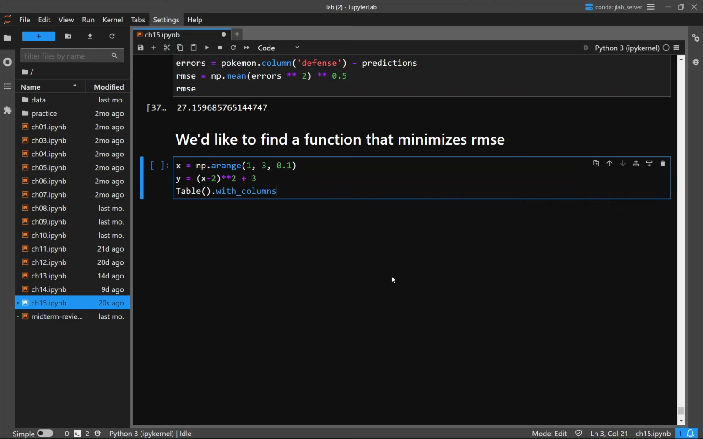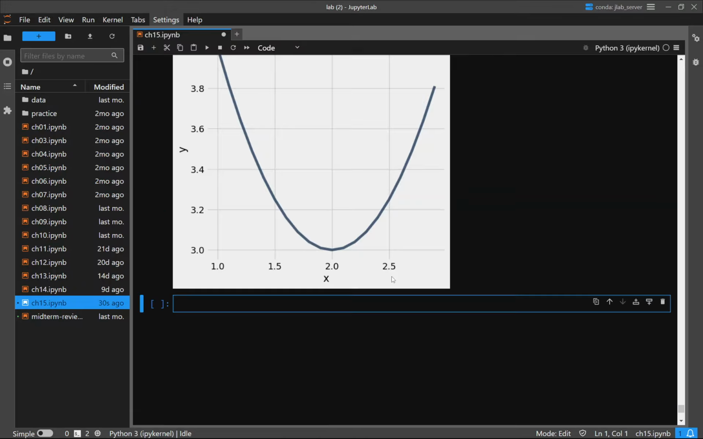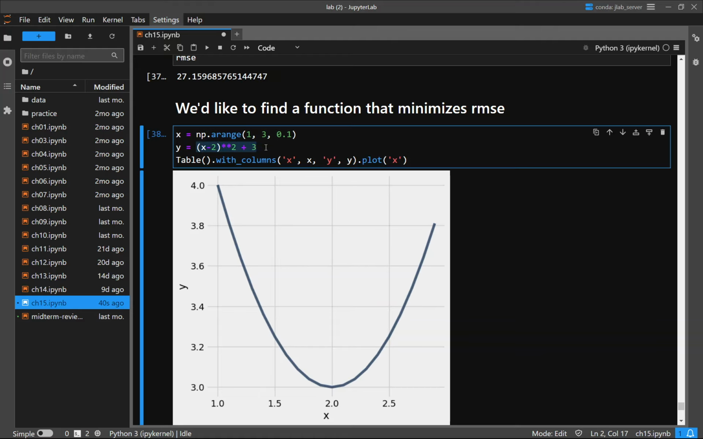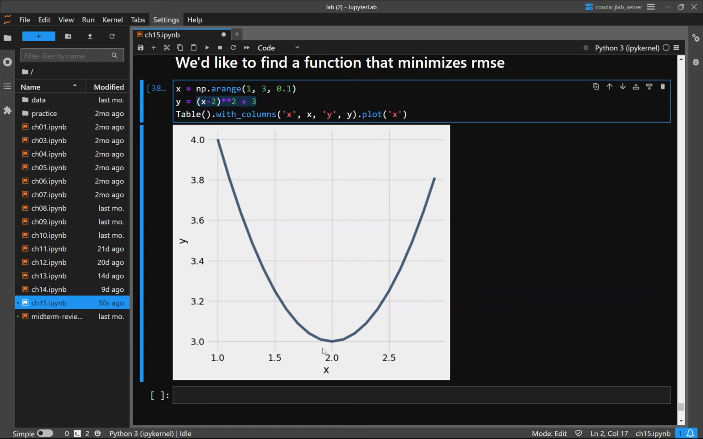Table with columns. The x values are x's, the y values are the y's, and I would like to plot this as a line plot using x as the x-axis. So I just made a bunch of x values and y values that are essentially dots. I've drawn lines between them, but I've drawn a parabola. So these define a function, y equals x minus 2 squared plus 3. That's the function itself. And we see that its minimum is right here, at x equals 2. The minimum value is achieved right there, at the bottom of the parabola.